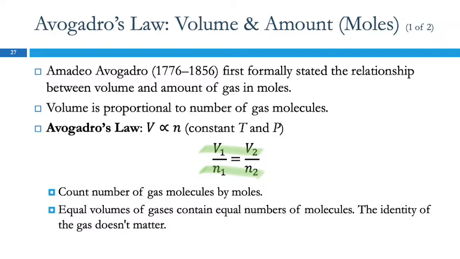Of course, we count the gas molecules in moles instead of individual molecules. And what's really interesting here is that equal volumes of gases contain equal numbers of molecules. It doesn't matter what the gas is. That's not true of solids or liquids. If you have equal volumes of solids, they are almost certainly not going to have the same number of particles, right? Because one is more dense than the other. But gases aren't like that.